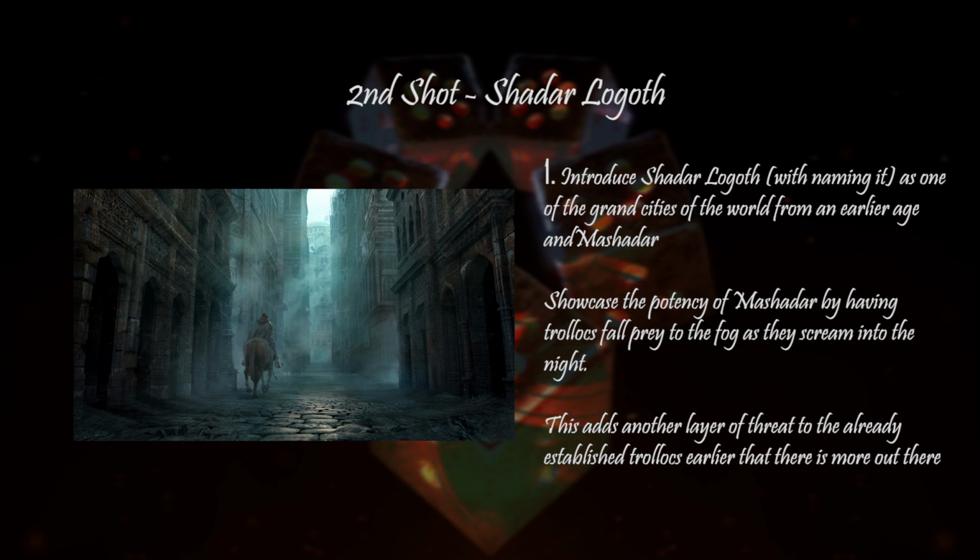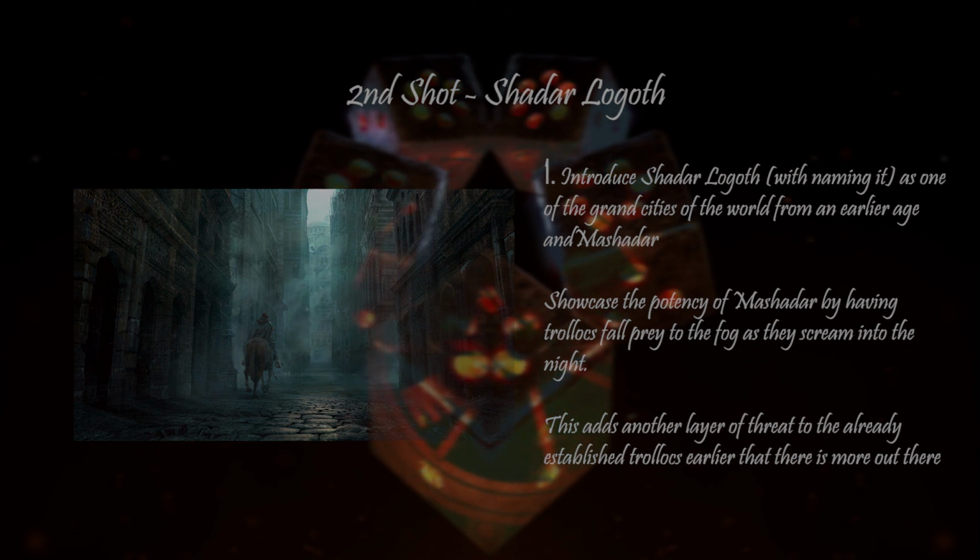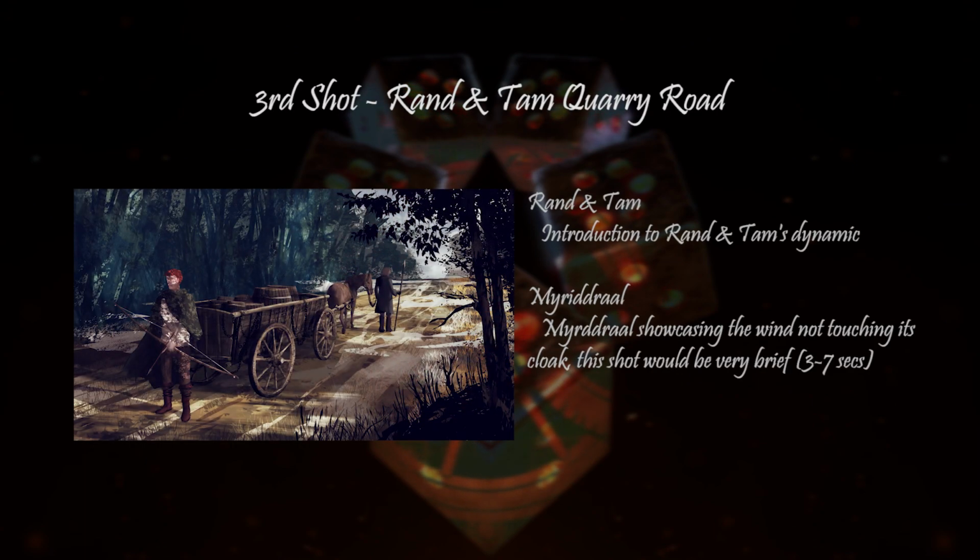The other shot is of course Mat and his ruby-hilted dagger. This is pretty self-explanatory really, and would just be a simple shot of Mat taking the dagger and leaving it at that really. This might just have the viewers guessing, now why would that warrant a brief moment in the teaser? Up next is Rand and Tam on the quarry road.